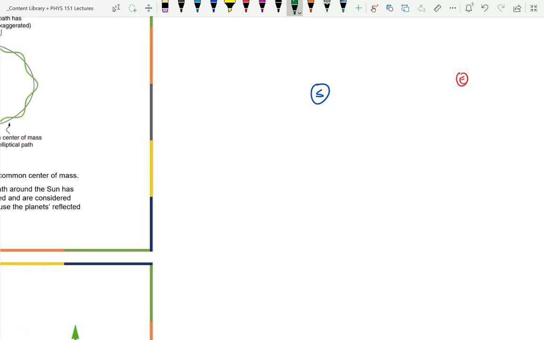Oh my gosh. What's the force acting between the Sun and the Earth? Gravity. And what direction is it? Toward the Sun. Okay. Free body diagrams can only have one direction? No. No, but I was looking at the forces. Okay.